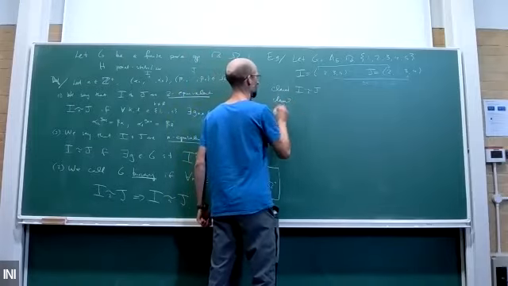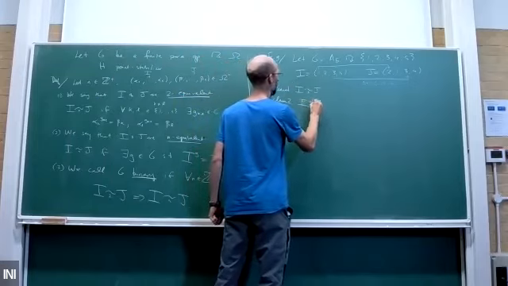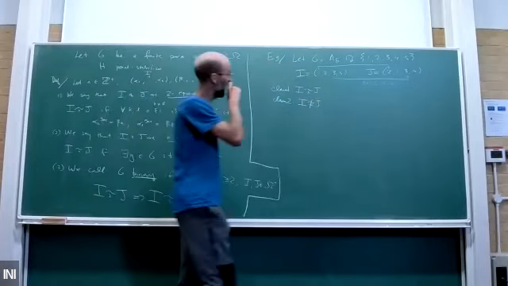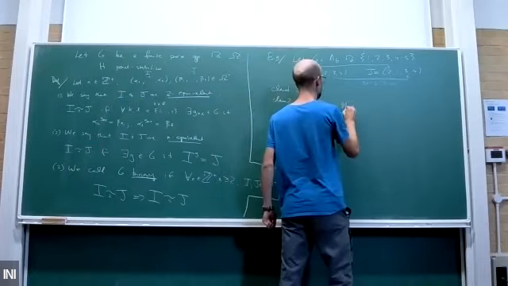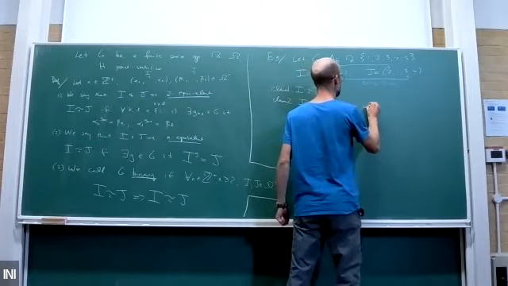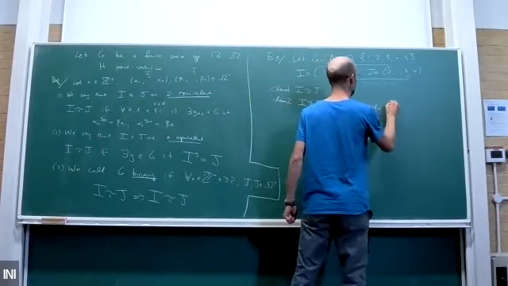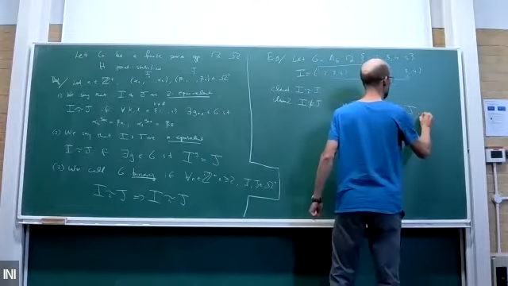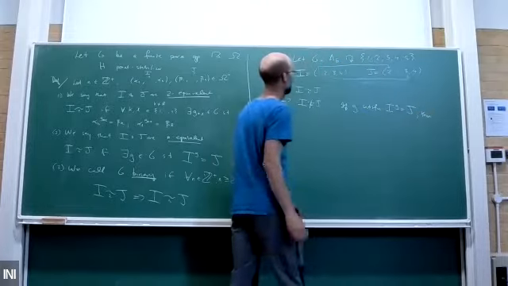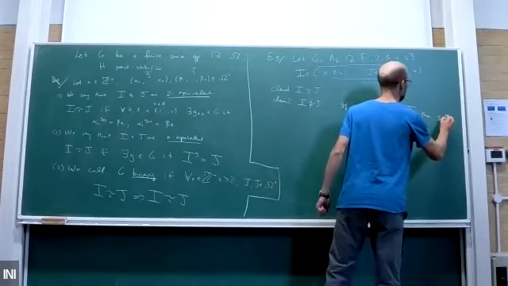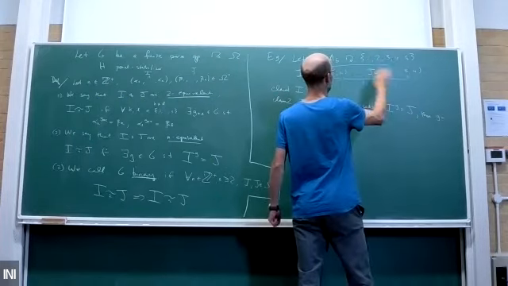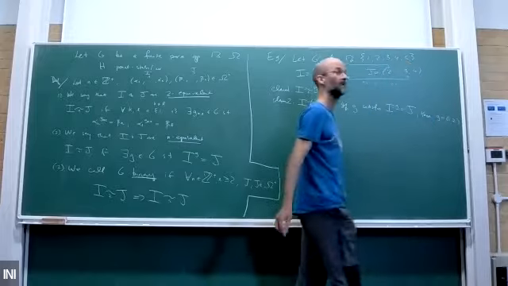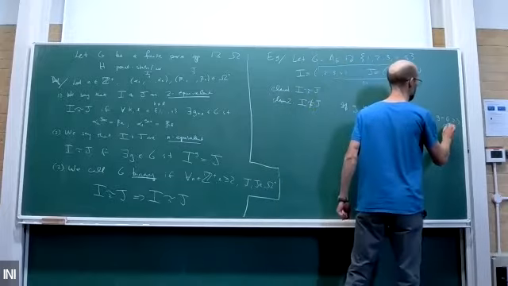And claim 2 is that I and J are not 4-equivalent. And why is that? Well, if g in A5 maps I to J, then it's pretty clear that g would have to fix 3, 4 and 5. So it would have to be just the element (1 2), which of course isn't in A5.